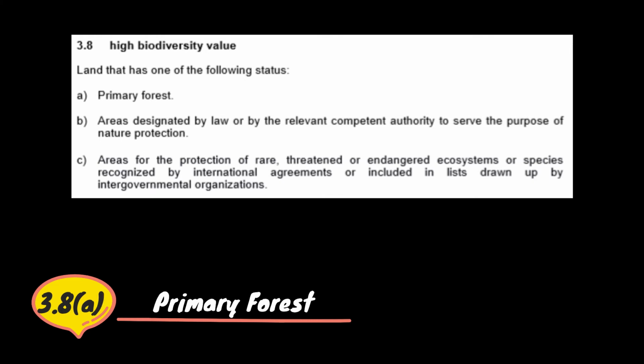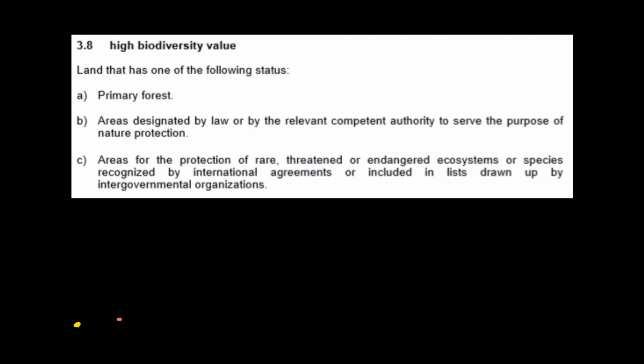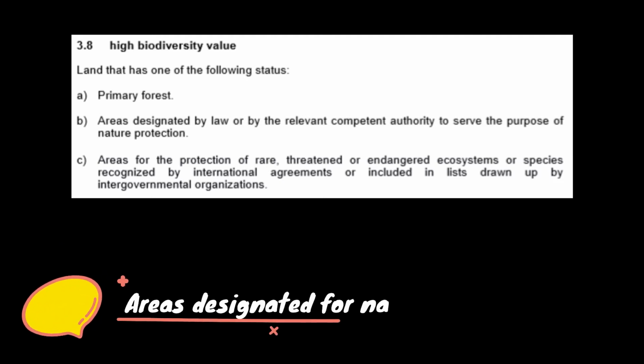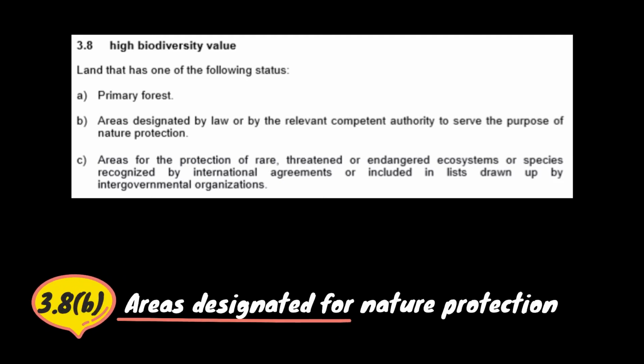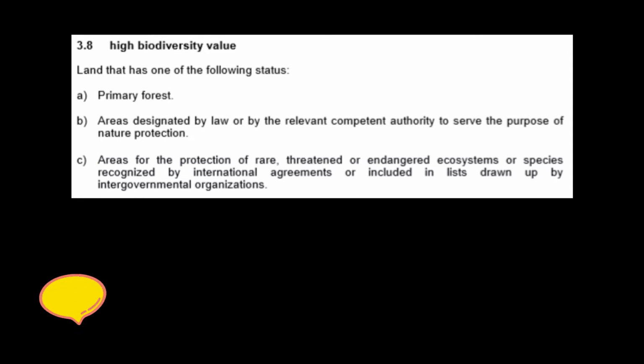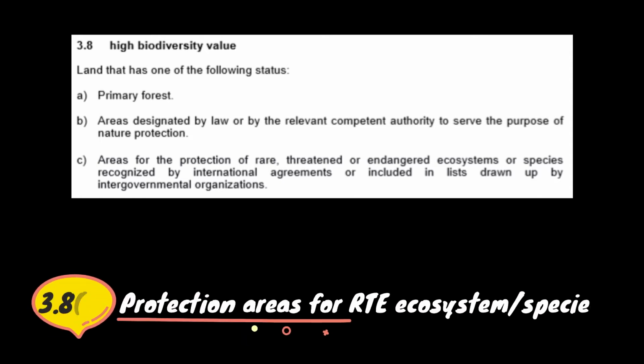High biodiversity can be categorized to primary forest, areas designated by law or relevant competent authority for nature protection, and also protection areas for RTE ecosystem or species, which is recognized by international agreements.